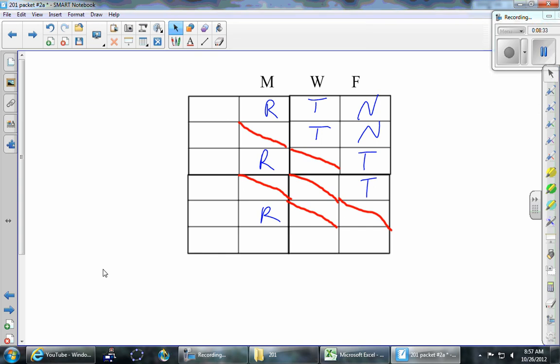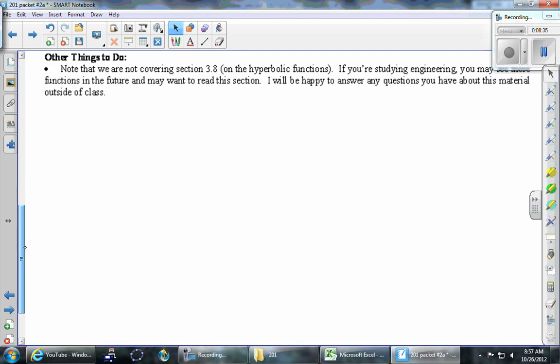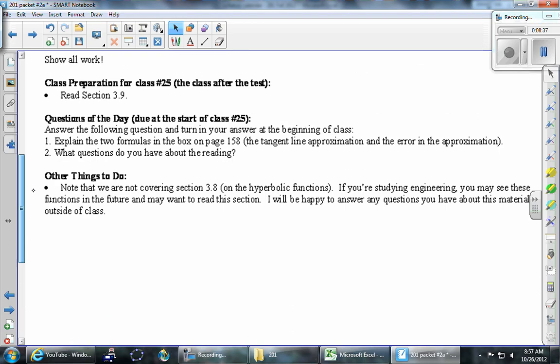Okay, so given that we might not have our review day, can we just jump real quick to page 52, the last page of this packet?